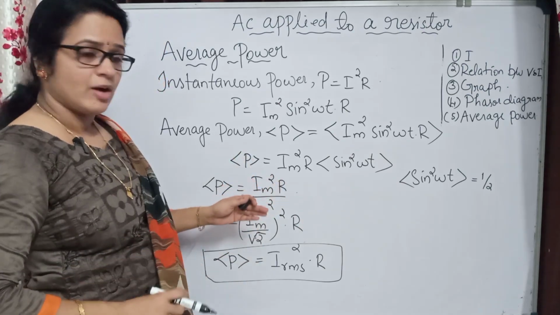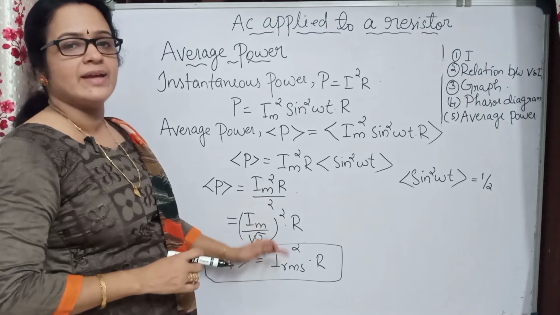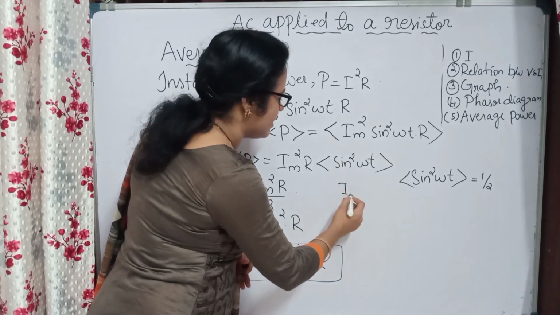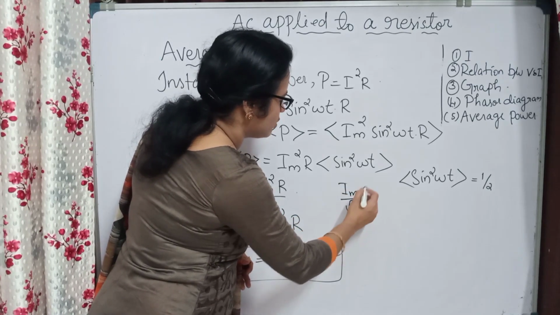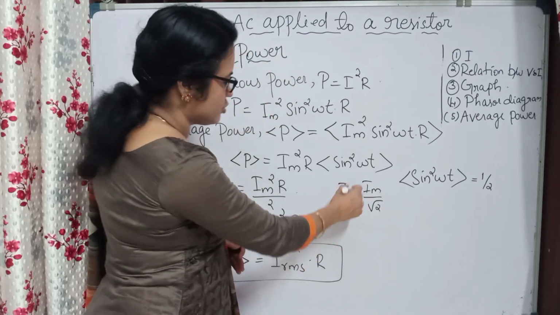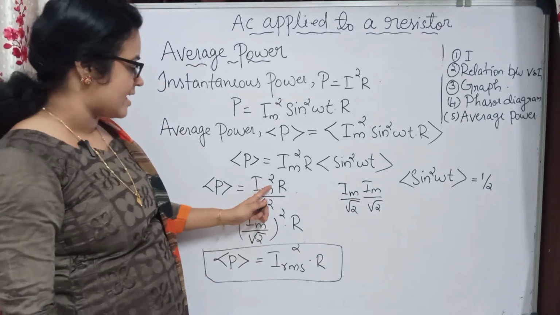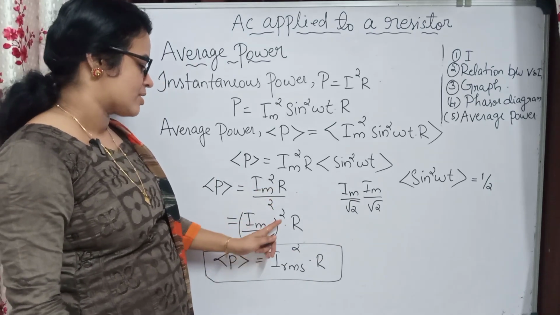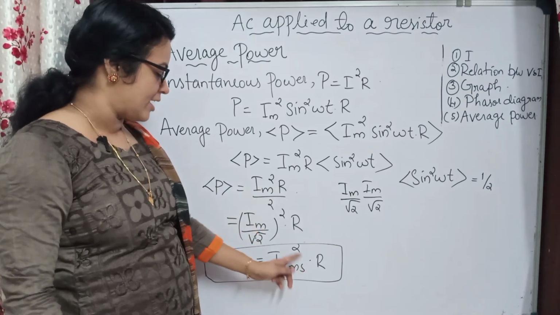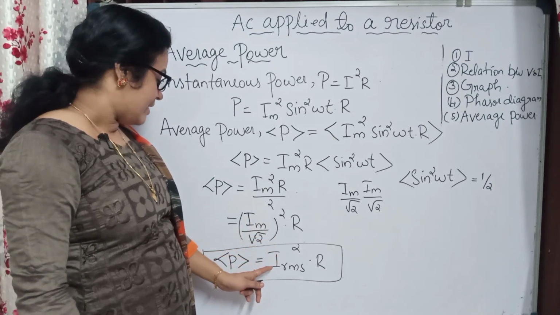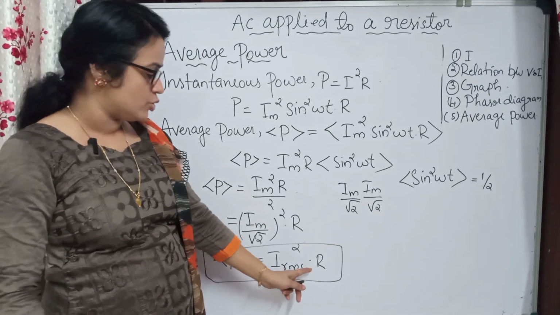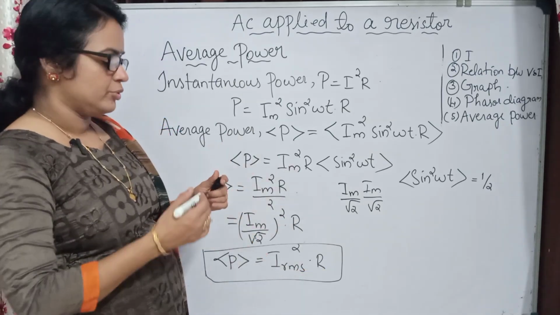And here, Im by root 2 is actually IRMS, right? So we can split this Im square by 2 as Im by root 2 into Im by root 2, that is Im by root 2 the whole square, into R. Im by root 2 is IRMS, the root mean square value of current. Then IRMS square into R is the average power. That is, P equals IRMS square into R. That equation you have to remember.